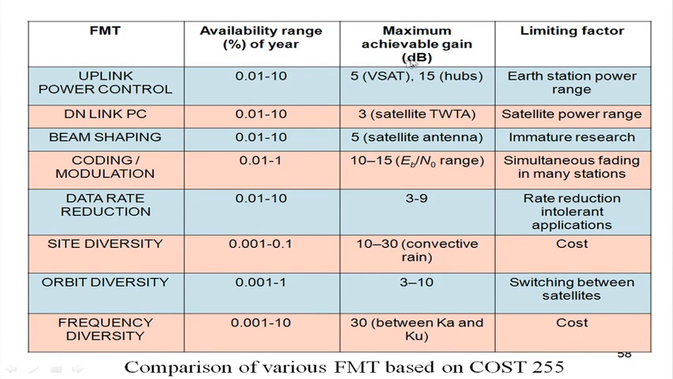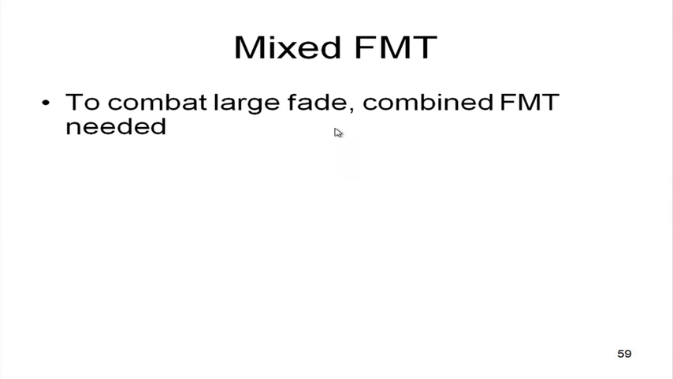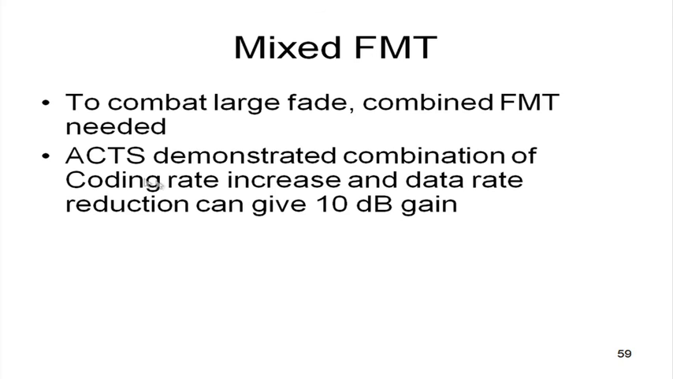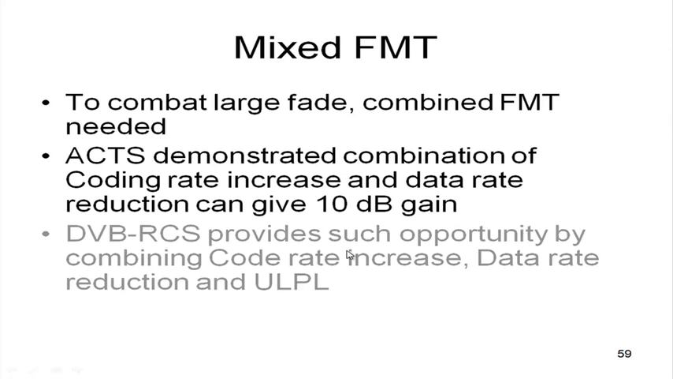But as we see, commercially this coding and modulation is the most popularly used. Power control is also used, but people are not using it individually. They sometimes combine these techniques and get a higher advantage, which is called mixed FMT, or combined FMT. The Advanced Communication Technology Satellite demonstrated a combination of coding rate increase and data rate reduction, which was done in the 1990s by the US. It could show a 10 dB gain in those days.